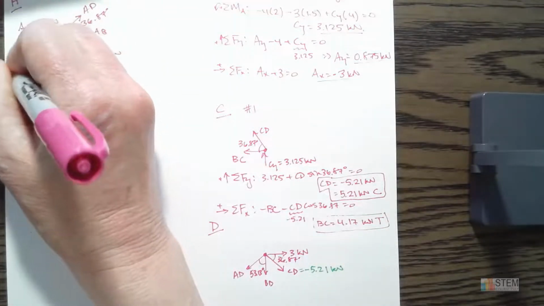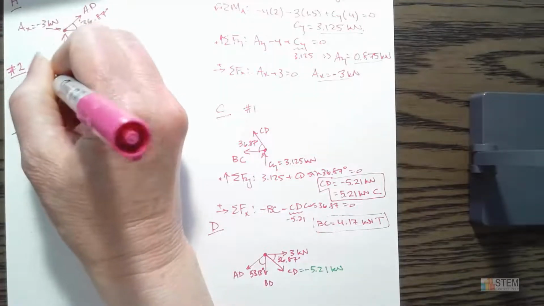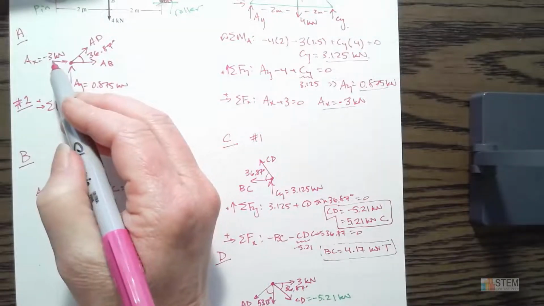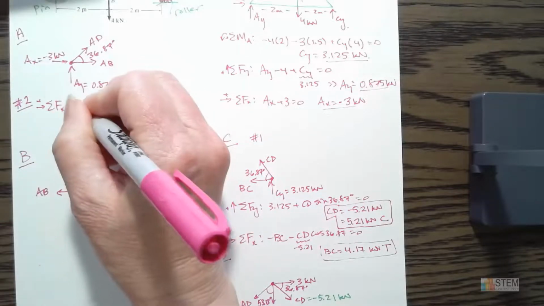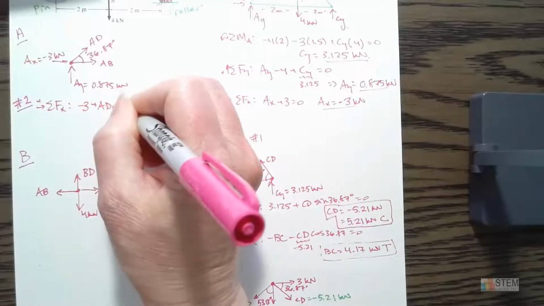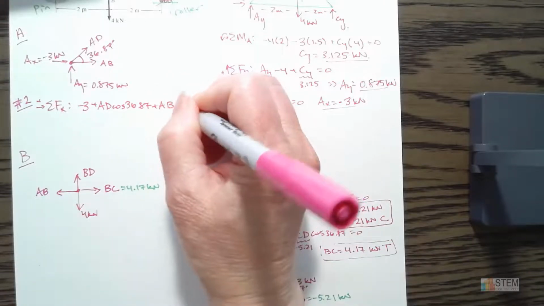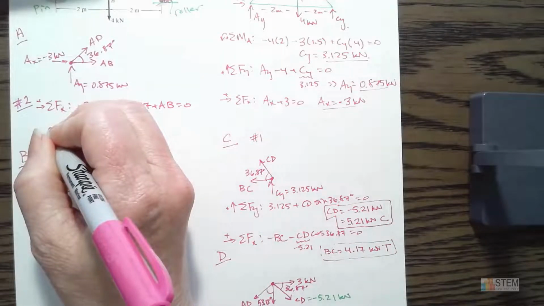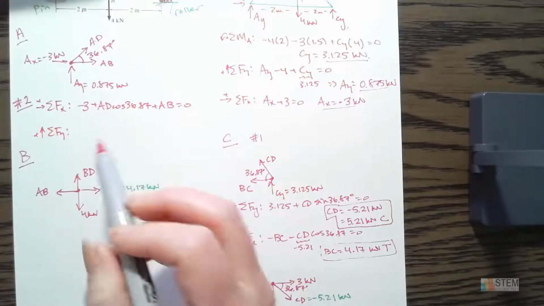All right. No reason to choose this one first. That's just the one I chose. Okay, so let's do the X direction here. So I've got positive AX, but the value is negative 3, right? So we're going to have a negative 3 there, plus AD cosine 36.87 plus AB, and that's going to be 0. So I can't solve yet, right? The X equation wasn't the best one to start with. So let's go to the Y equation, and then we'll be able to solve for something.